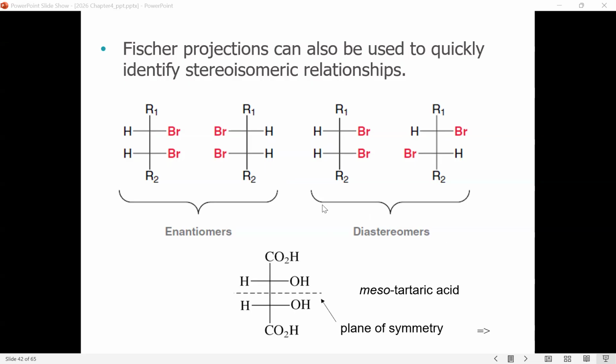And the Fisher projection also helps you identify a meso compound. For example, this molecule clearly has a plane of symmetry that makes one half the mirror image of the other half. And there are also two stereocenters, two chiral centers. So this molecule is also a meso compound. So that's the Fisher projection.